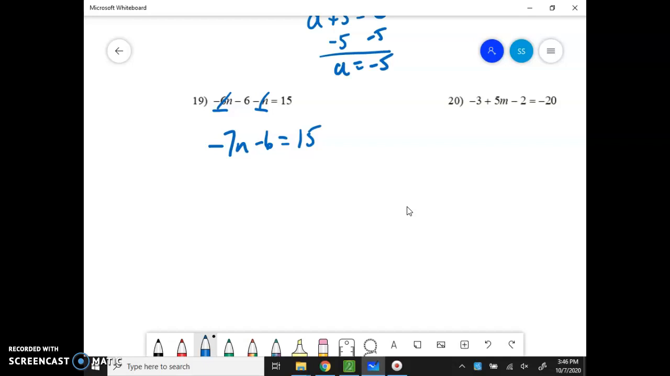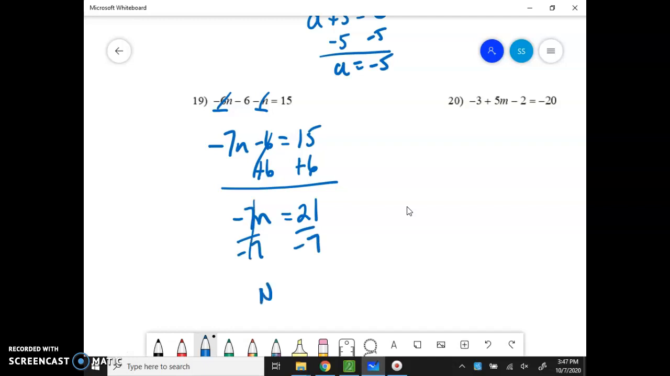So I'm going to add 6, the inverse operation of subtraction, and I'm left with, oops, sorry, you've got to add it on both sides. I knew that didn't look right. 15 plus 6 is 21. Drop down the negative 7n, and just go ahead and divide by negative 7, divide by negative 7, and you're left with positive 1n is equal to negative 3.